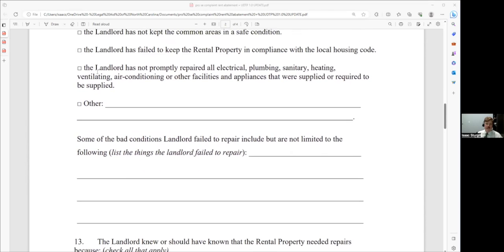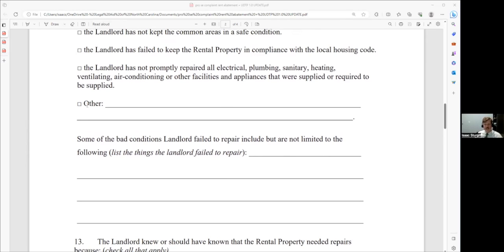And then finally, the landlord has not promptly repaired all electrical, plumbing, sanitary, heating, ventilating, air conditioning, or other facilities and appliances that were supplied. So that's one where part of the law too is that if the landlord supplies appliances like a refrigerator or a stove or anything like that, they have to make sure it stays in good condition.